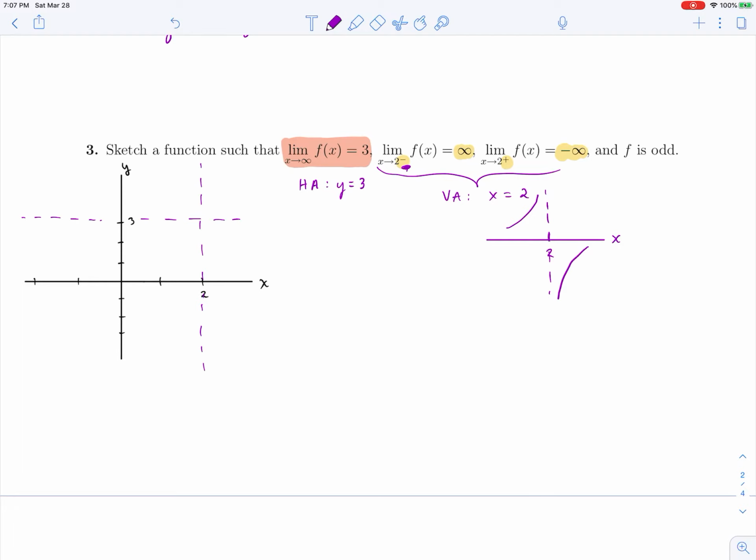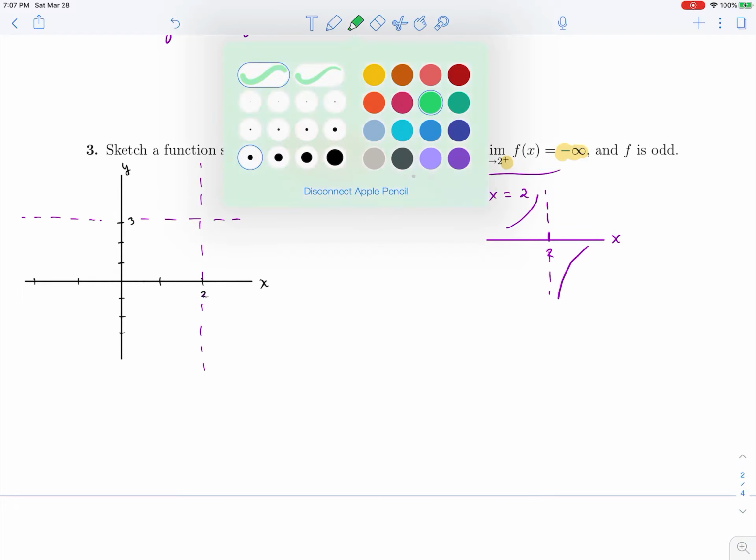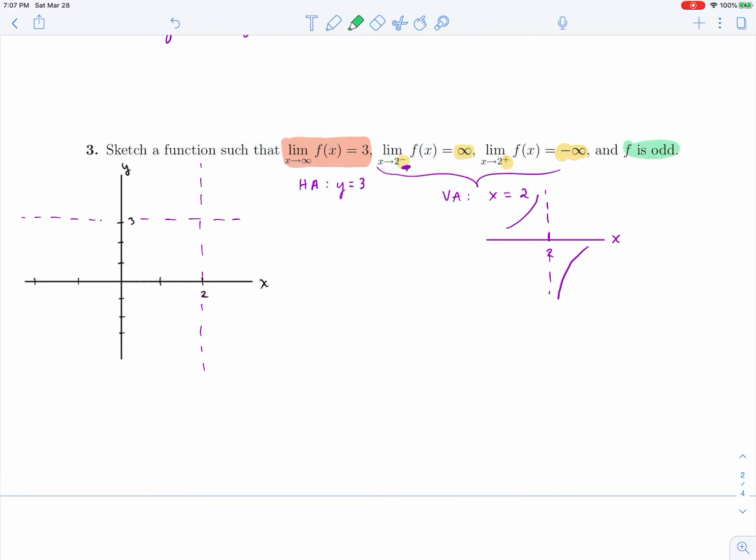I don't want to draw that in the graph just yet because I want to make sure that we satisfy this last stipulation, that f is odd. F is odd just means that it's symmetric about the origin.